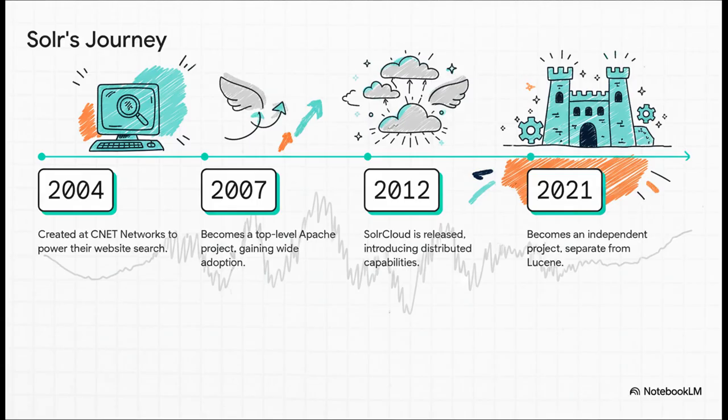And believe me, Solr's been on a long journey. It got its start way back in 2004 as an in-house tool for CNET's website. It was so good they donated it to Apache, and by 2012, with the release of Solr Cloud, it really became a true distributed search powerhouse. All that history means it is incredibly mature, stable, and just jam-packed with features.